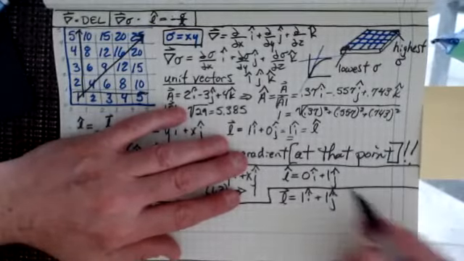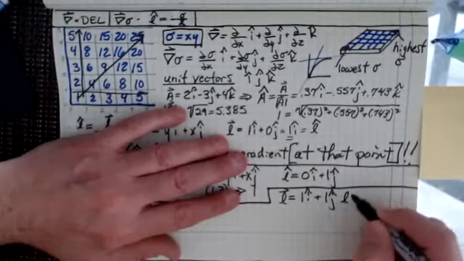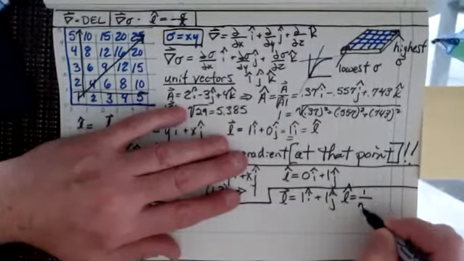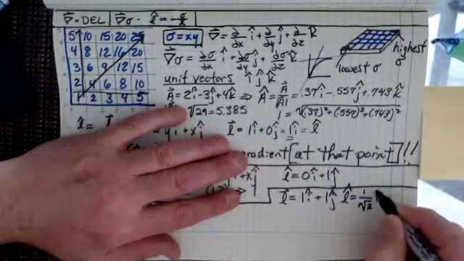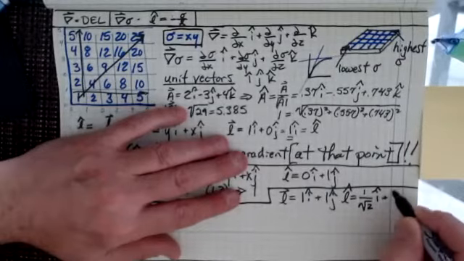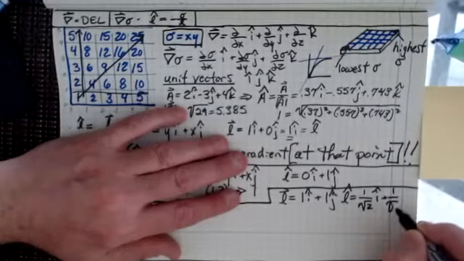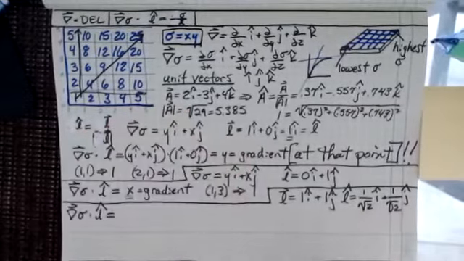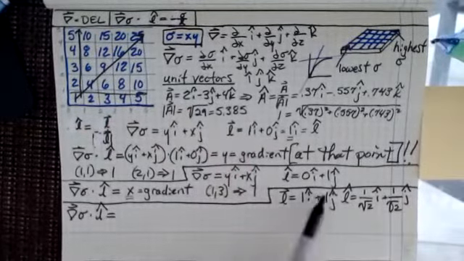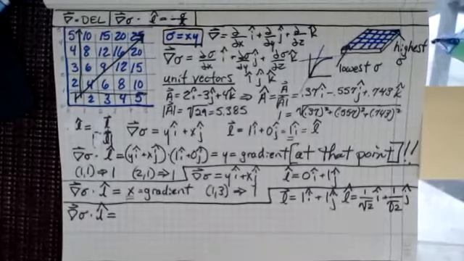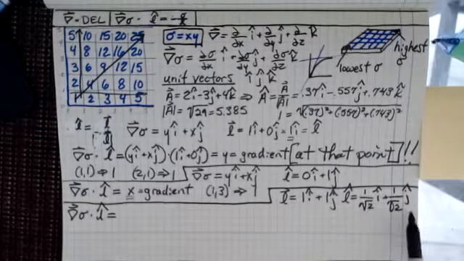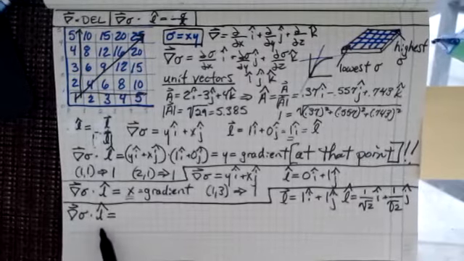So the unit vector is going to be 1 over the square root of 2 i hat plus 1 over the square root of 2 j hat. Right? Everybody see that? Everyone see where I got the square root of 2 from? That's just 1 squared plus 1 squared gives me 2. The square root of 2 is the square root of 2. So that's how I got 1 over the square root of 2. So let's do that now.